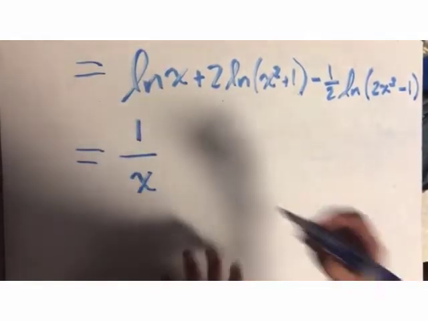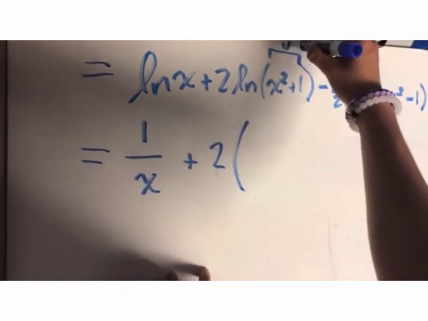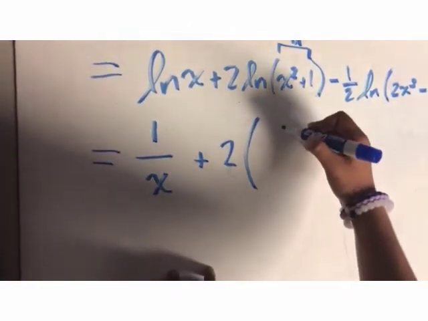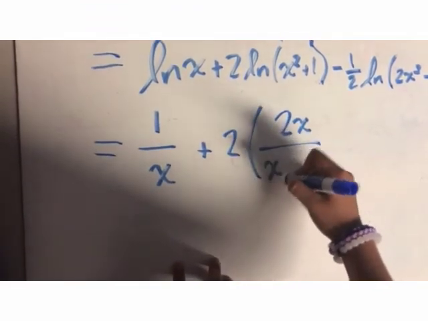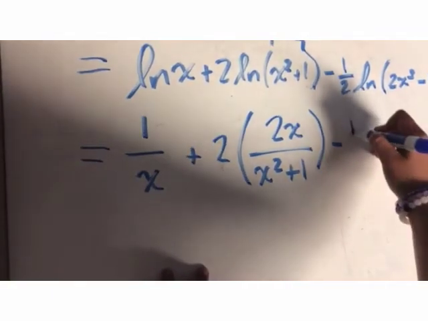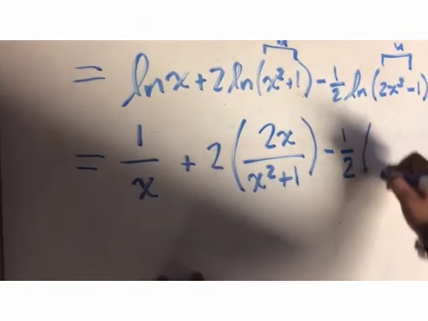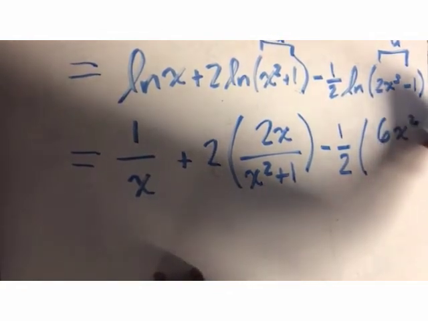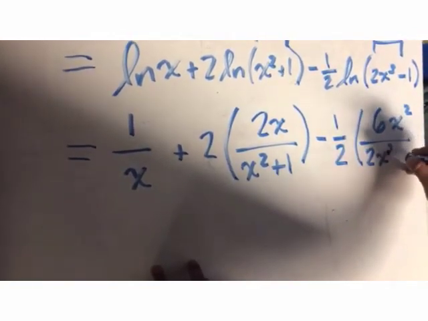For the next unit, you can leave the 2 out front, and now, with this being u, I do u prime over u as we previously learned. So it's going to be 2x over x squared plus 1. And I follow the same rules for the last unit. With this being u, I do u prime over u, so it will be 6x squared over 2x to the third minus 1.